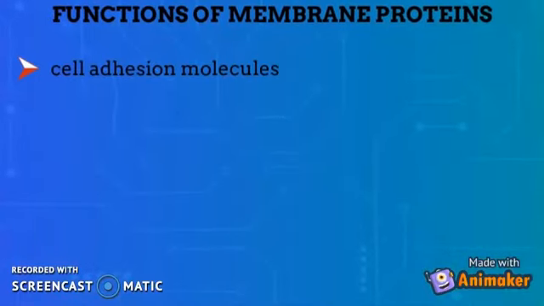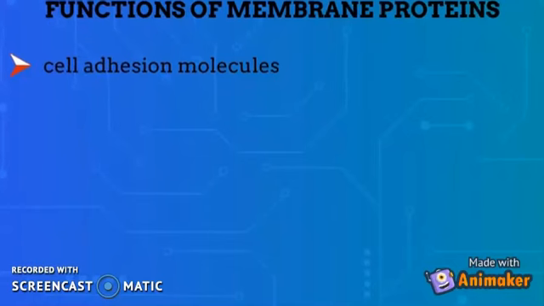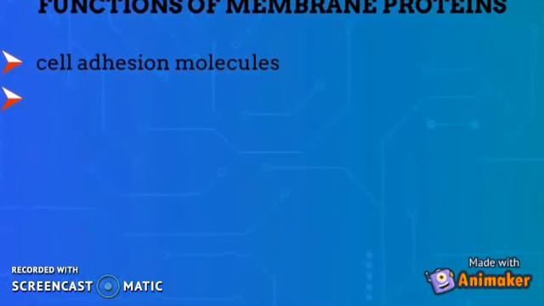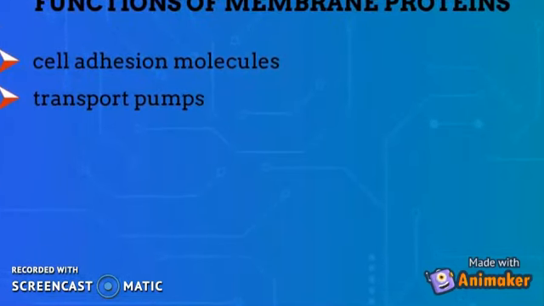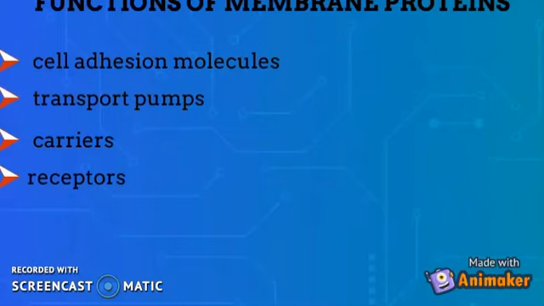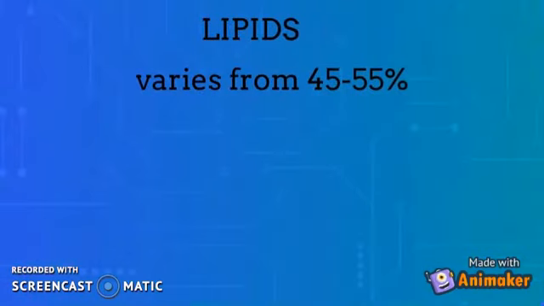Number 1. They act as cell adhesion molecules. Number 2. They act as transport pumps or as carriers. Number 3 is they act as receptors which aid in cell signaling pathways. Next are the enzymes, and the last one are the antigens. Now let's dive into the most important part, that is the lipids.